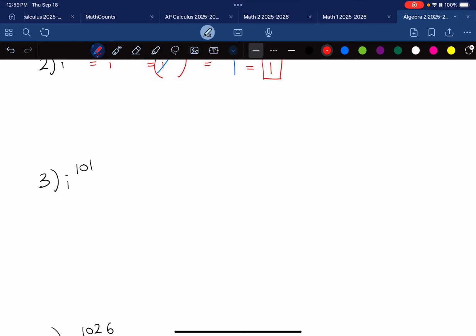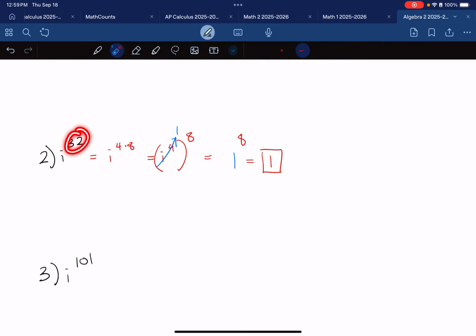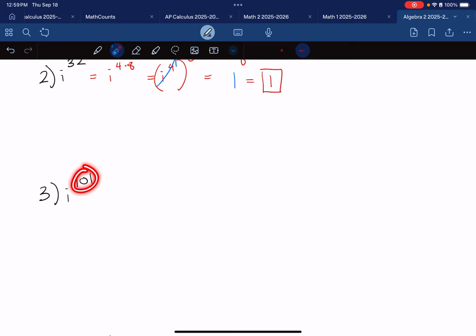Let's try a third one. i to the power of 101. Okay, now this one is not divisible by 4. Luckily, back here, Mr. Sindel gave you one that was divisible by 4. 101 is not divisible by 4, but I know a number that's close to 101 that is divisible by 4. This is i to the power of 100 times i to the power of 1. Notice what I've done. I have first used properties of exponents. When I have multiplication of two bases that are the same, I can add our exponents.